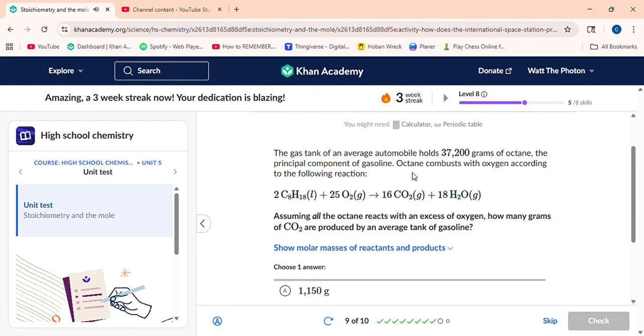The gas tank of the average automobile holds 37,200 grams. The principal component of gasoline, oh, that was going to be a full sentence. It's a dependent clause. Octane combusts. I was so confused. Octane combusts with oxygen according to the following reaction. Assuming all of the octane reacts with excess oxygen, how many grams of CO2 are produced by the average tank of gasoline?